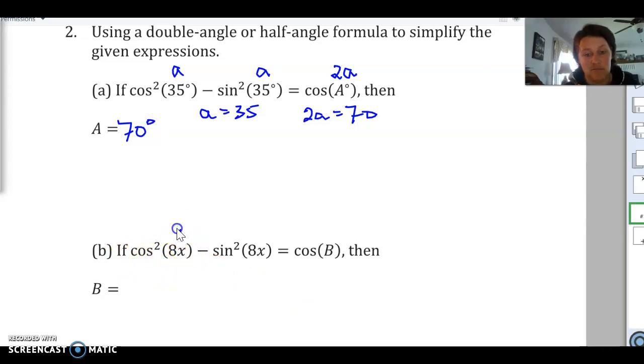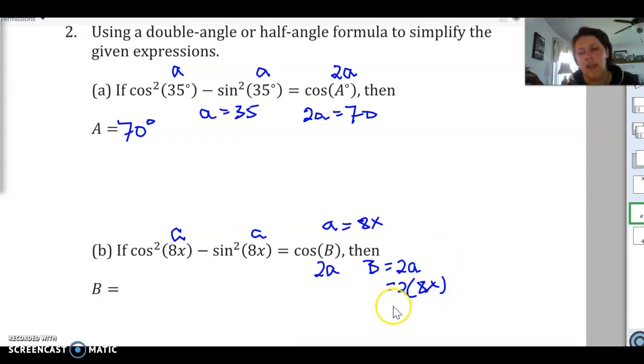Same thing down here. If you're looking at your formula, you know the formula is cosine squared A minus sine squared A, therefore A must equal 8x. And then on the other side of the equation, that is equal to cosine of 2A. So B equals 2A, and A is 8x. So do a substitution there, and we have B is equal to 16x, and that's your final answer.